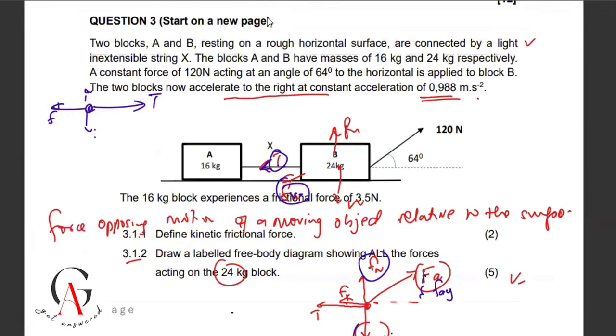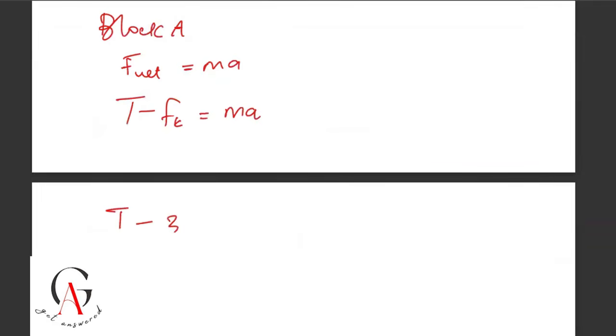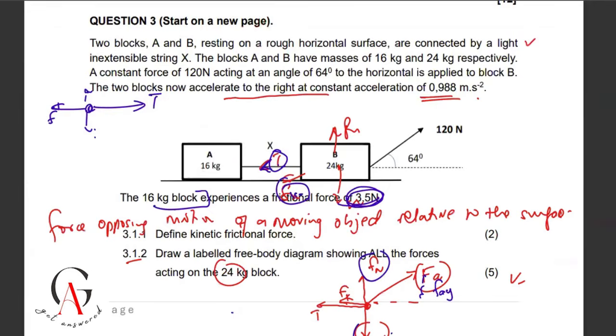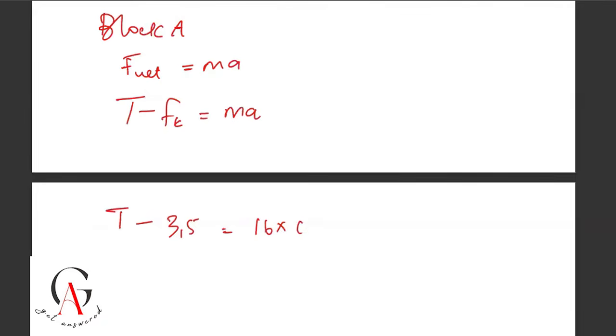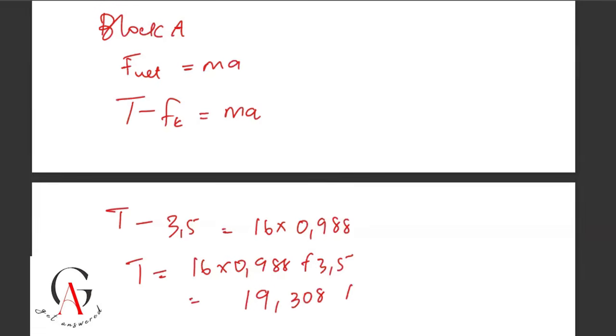what do we know about block A? They are telling us that the 16 kg experiences a frictional force. So we have the frictional force of A, which is 3,5, equivalent to 16 multiplied by the acceleration, which is 0,988. Then to get my tension, it's going to be 16 times 0,988 plus 3,5. This becomes 19,308 newtons. So that is our tension.